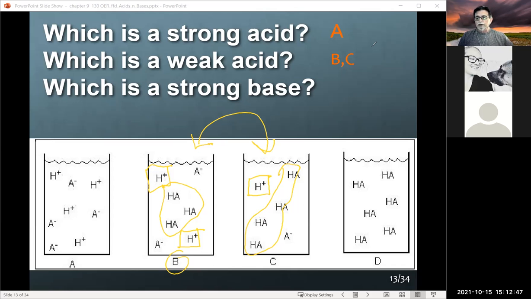And the question then asks, which one is a strong base? Well, there's really nothing here, especially because normally we're simply talking about hydroxides, okay? And there's no hydroxide in solution, so we don't have any base to deal with.